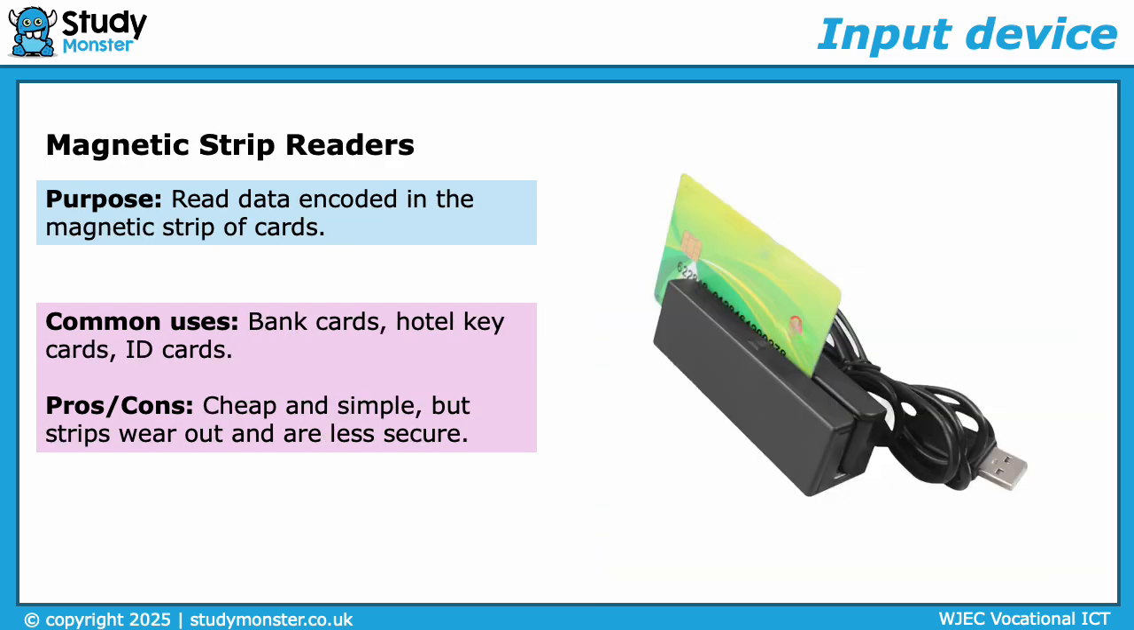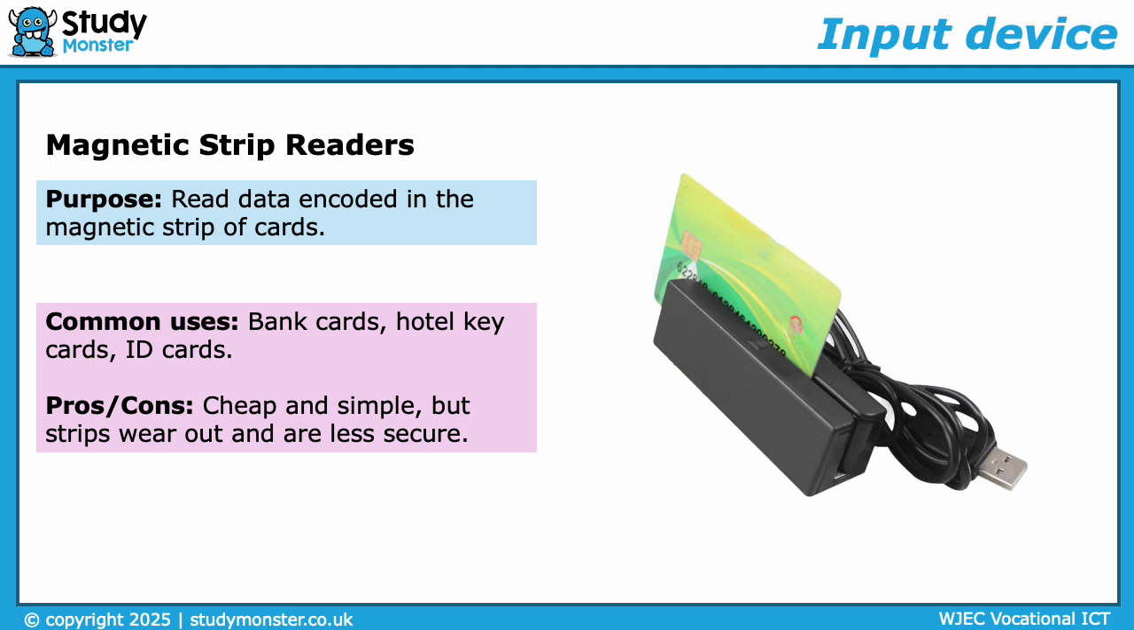Magnetic strip readers tend not to really get used much now. They do still use them on some bank cards. Hotel keys, so if you've ever stayed in a hotel, you will sometimes be given a card like the size of a driver's license or a bank card that you can swipe on the door or insert into the key, and it has a magnetic strip on the back of it that holds the information, so it reads data encoded into that magnetic strip.